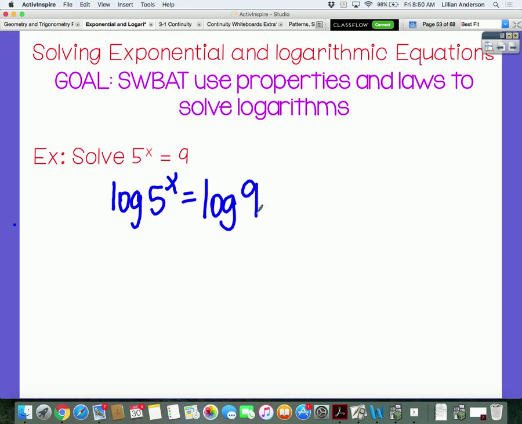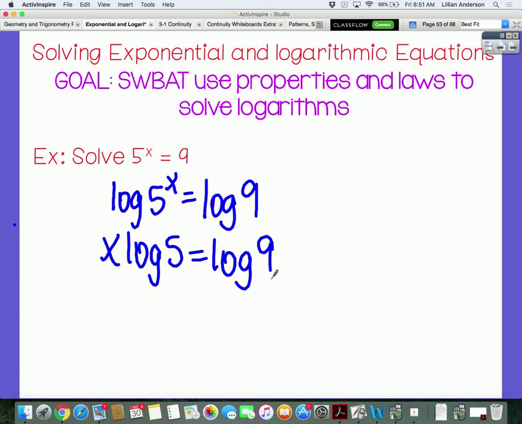Alright? And by taking the log of both sides, that allows you to apply your property that says what can you do to your exponent? Move it to the front. So you'll have x times the log of 5 equals the log of 9. And now that x is out of our exponent, the last thing we have to do is divide. So x equals log 9 divided by log of 5. And we'll go into our calculator, actually type that in, and get a decimal to 3 significant figures.